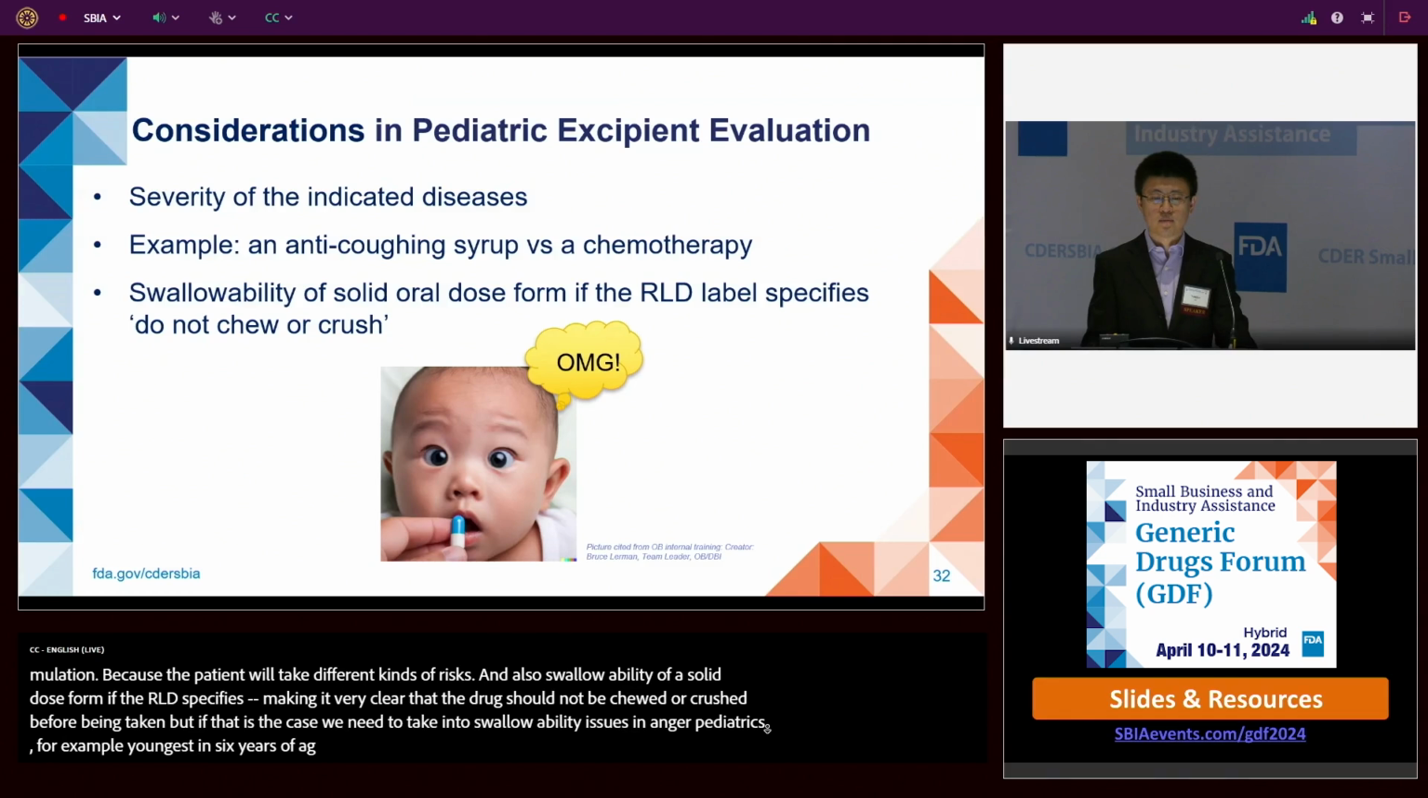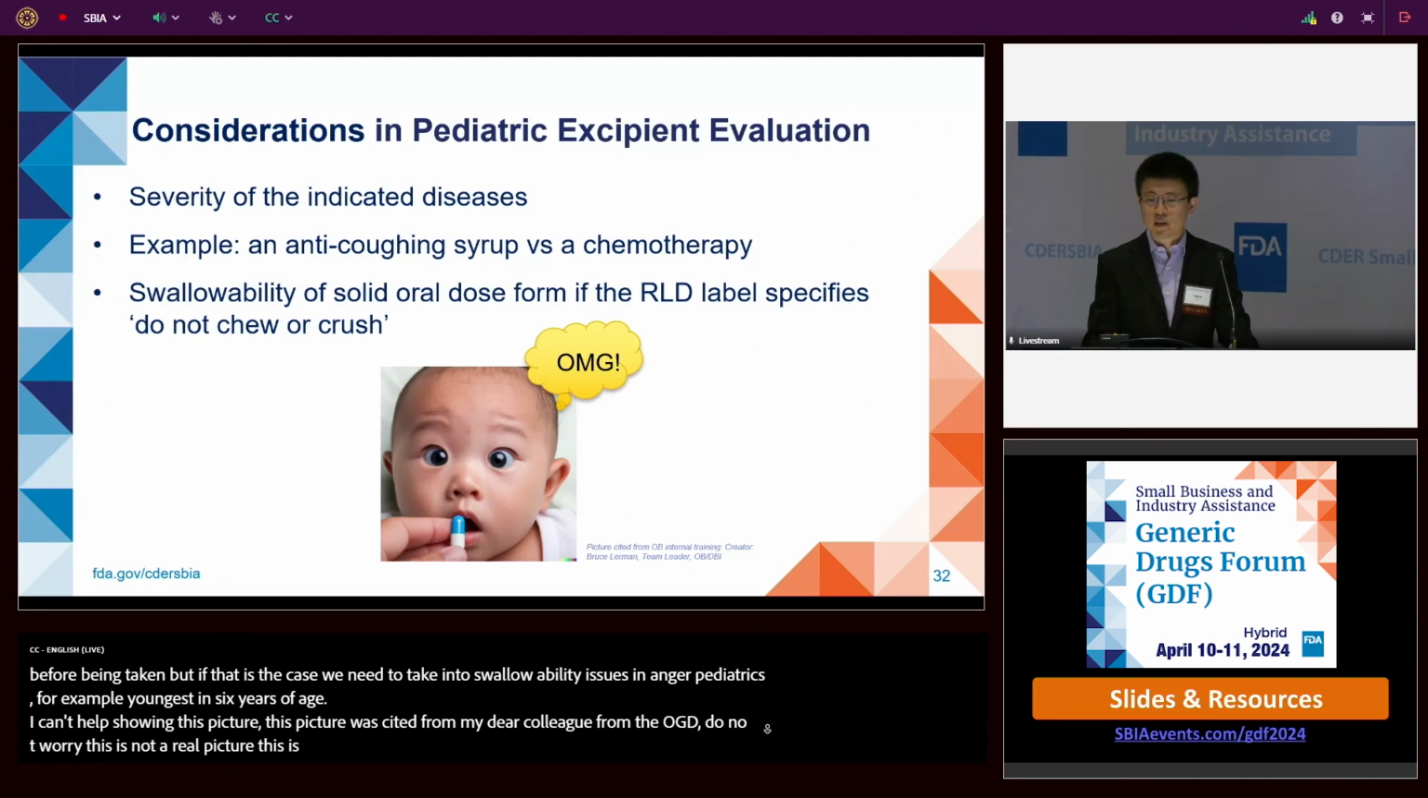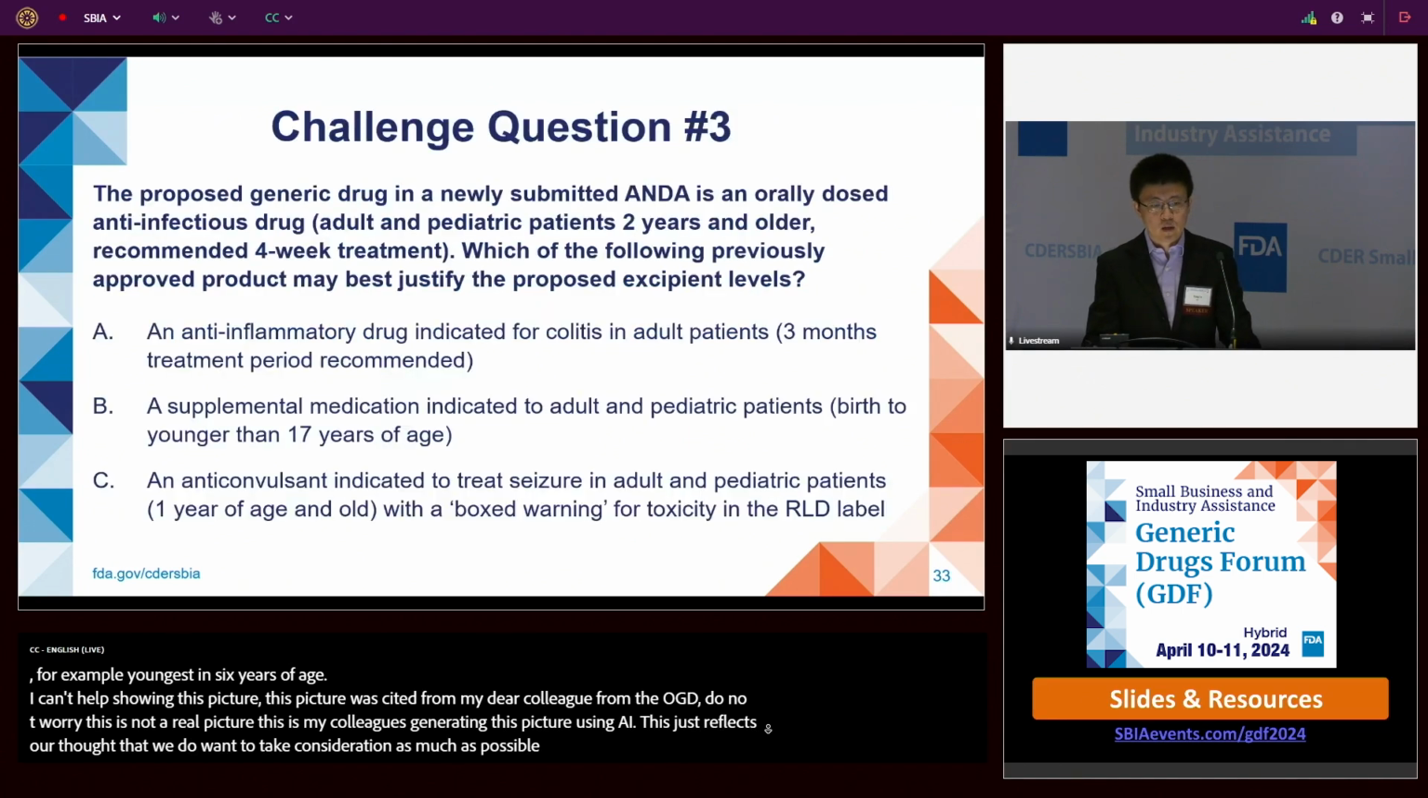This picture was cited from my dear colleague from the OGD. Don't worry, this is not a real picture. My colleague generated this picture using AI. So this just reflects our thought that we do want to take into consideration as much as possible during our excipient evaluation. So this will be my last challenge question.